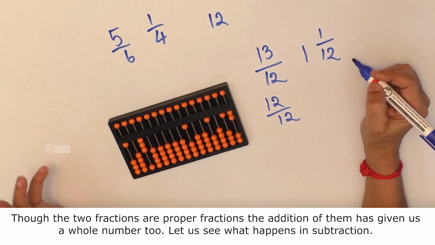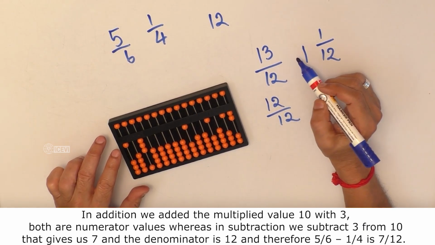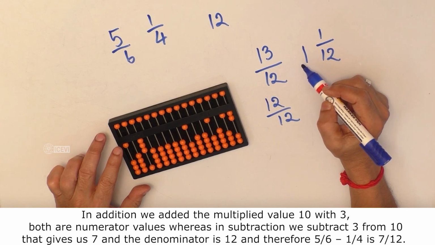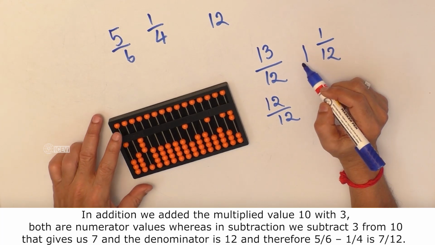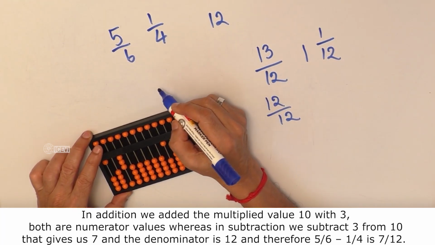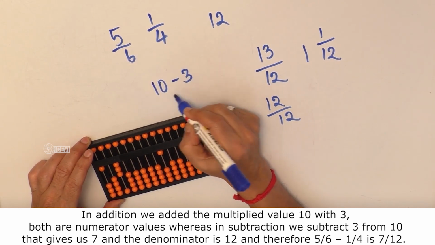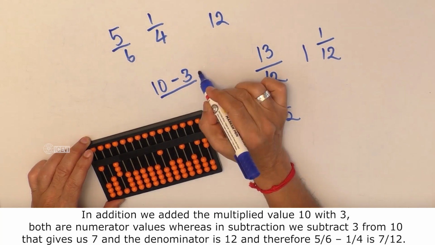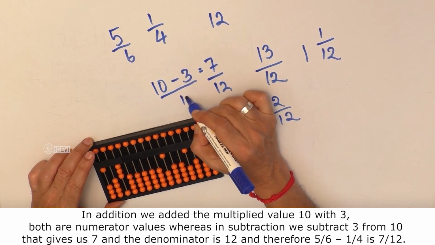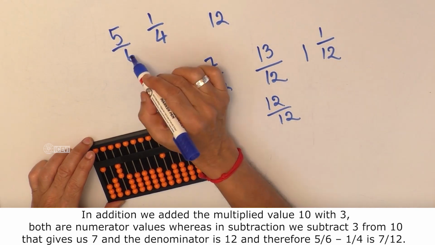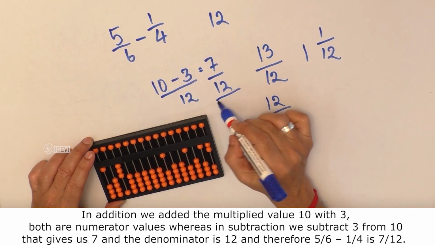Let us see what happens in subtraction. In addition, we added the multiplied value 10 with 3. Both are numerator values, whereas in the subtraction, we subtract 3 from 10, which gives the numerator as 7 and the denominator as 12. Therefore, 5 by 6 minus 1 by 4 is 7 by 12.